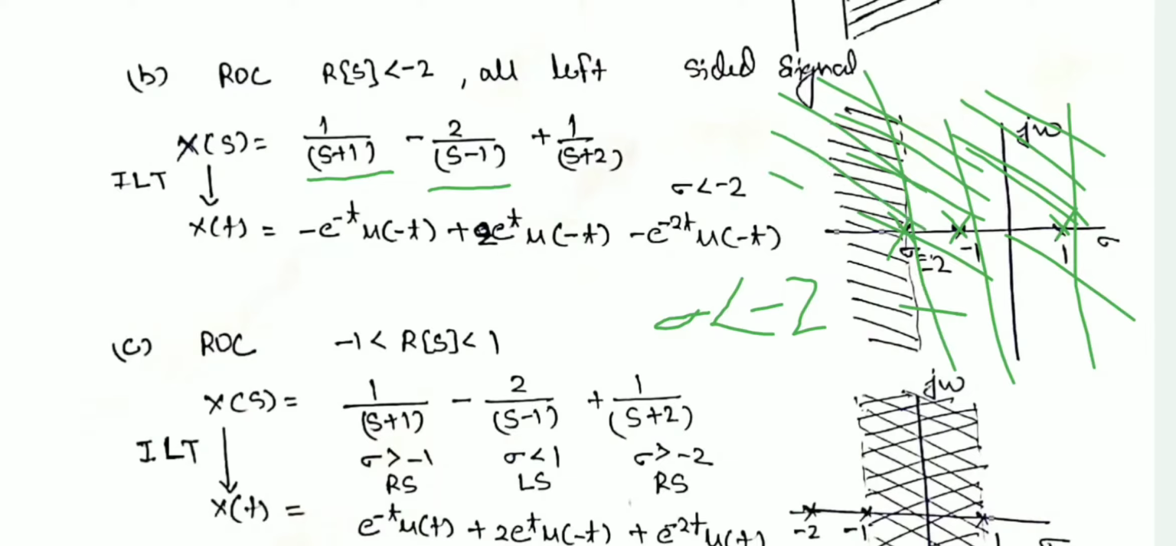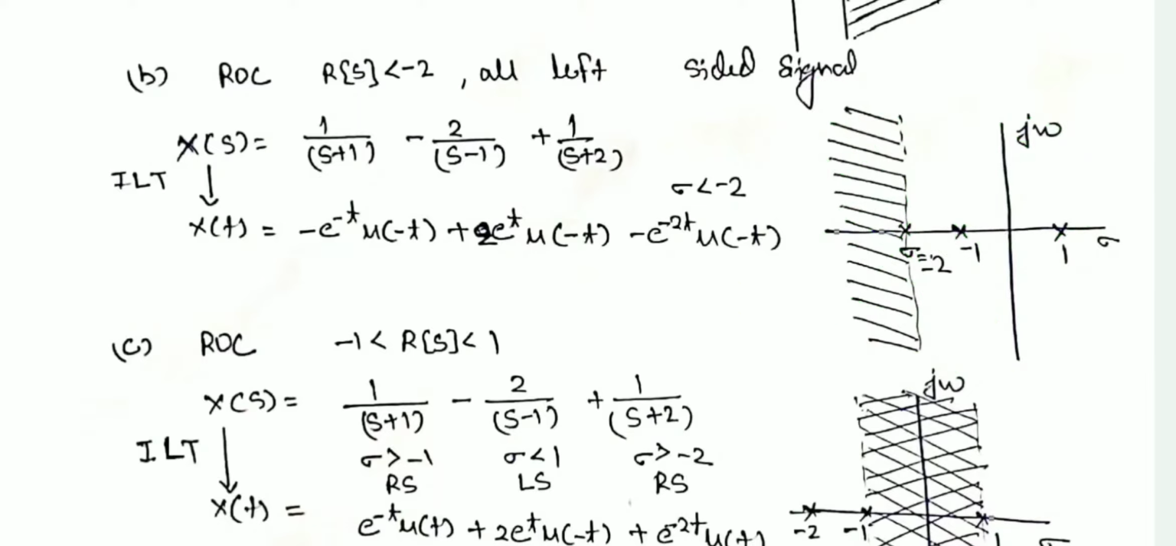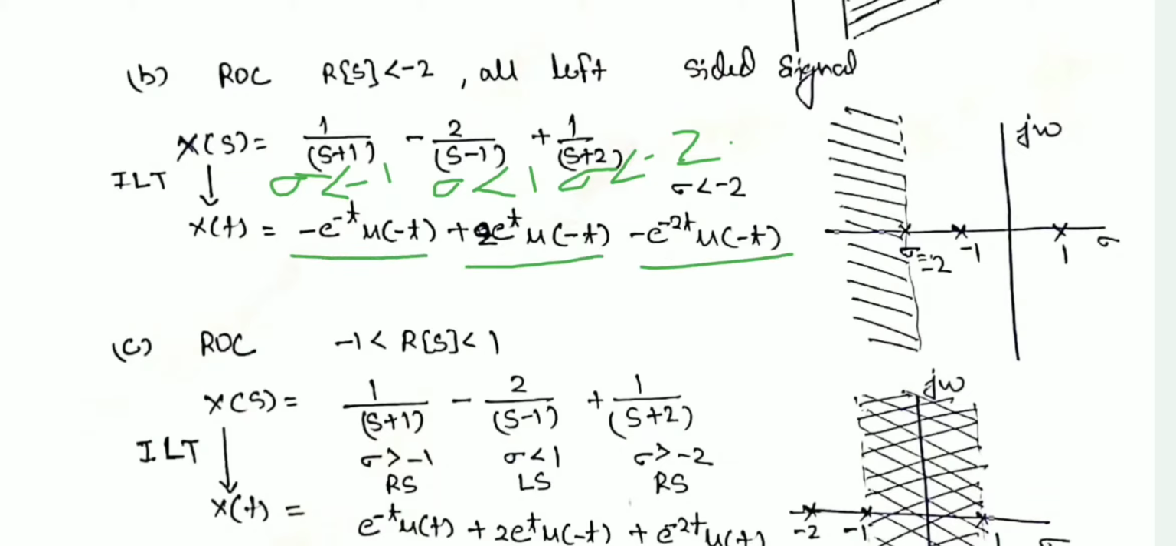It is possible only when the ROC of every signal is left sided, then we choose the leftmost pole of the signal. Therefore all the signals have left sided ROC: in the first case sigma should be less than minus 1, in the second case sigma less than 1, and in the last case sigma less than minus 2. All signals are left sided, and then when we find the inverse Laplace transform, we get this signal.